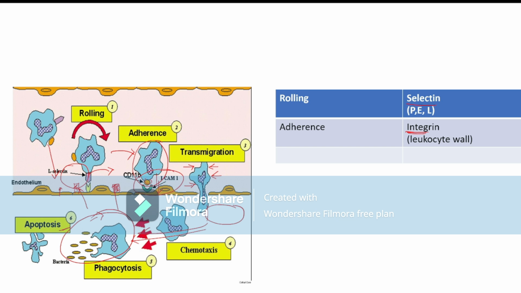But in leukocyte adhesion disorder, due to deficiency of selectin protein or integrin protein, there is no adhesion or no rolling of the neutrophil with the endothelium, and that's why the neutrophil is present in the blood vessels, but it cannot go into the extracellular space, and it cannot kill the bacteria.